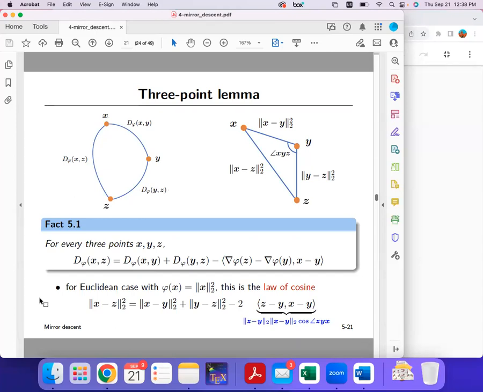So you can see in general, such an equality holds for highly nonlinear divergences, right? In the Euclidean case, we are familiar with this law of cosines, but this is a Euclidean geometry where everything is kind of flat. But this can also generalize to highly nonlinear spaces, highly non-Euclidean spaces.